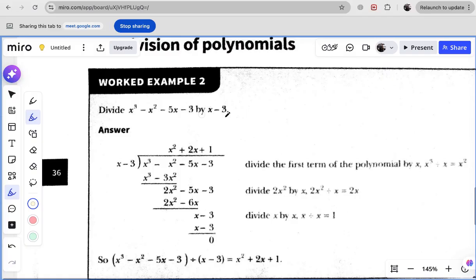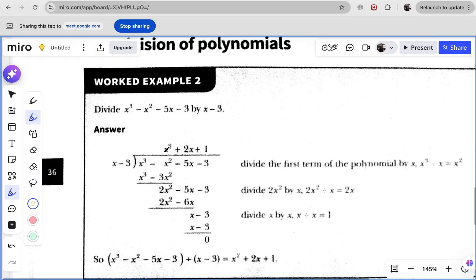So you say x to the power of 3 minus x squared minus 5x minus 3 divided by x minus 3 only. Okay, this small x: x to the power of 3 divided by x, you get what? X to the power of 2. You'll be writing your answer on top. You get x to the power of 2. You write the answer on top.